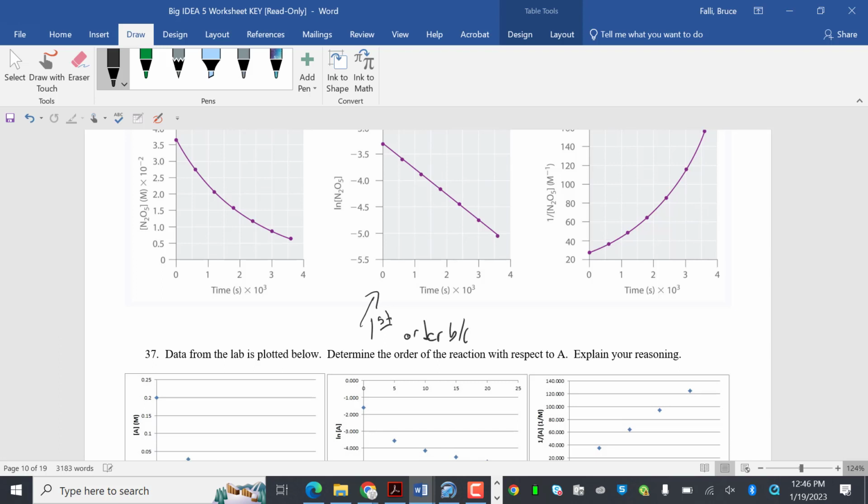because algebraically a plot of ln A versus T is linear for first order.